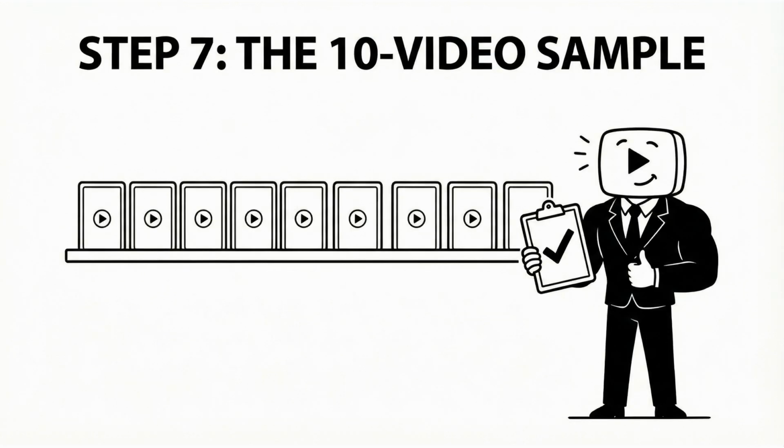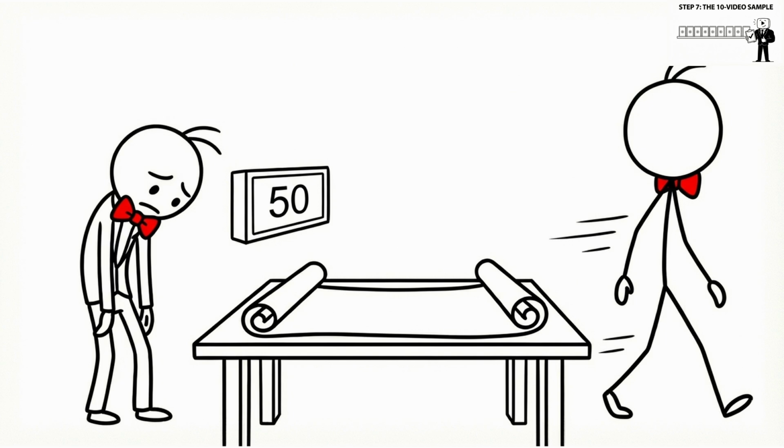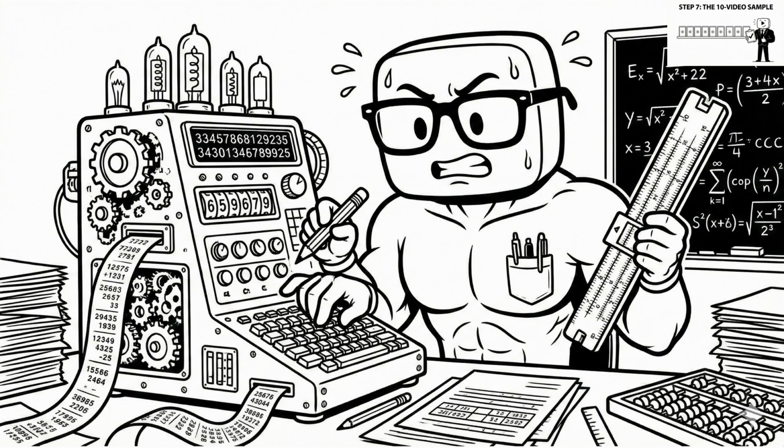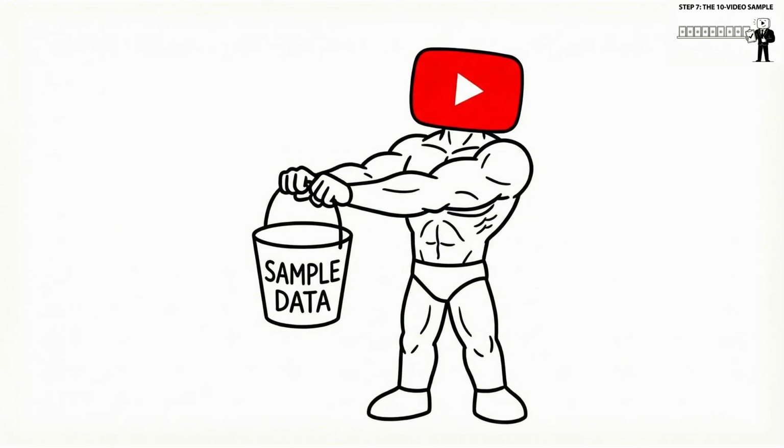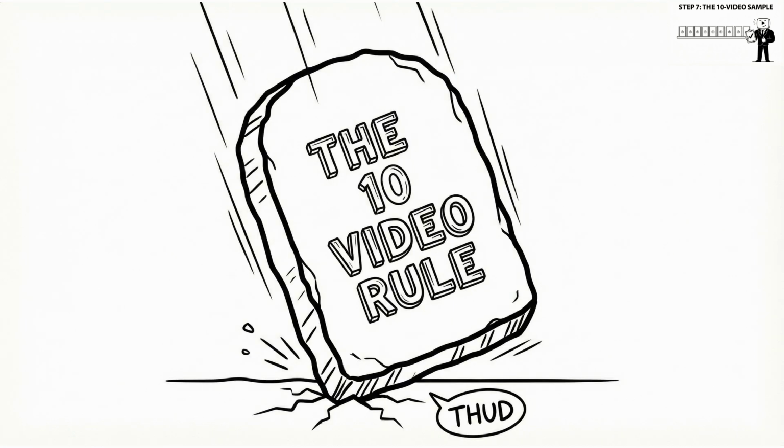Step 7, the 10 video sample. You have the strategy, now you need the volume. You cannot upload one search video and get 50 views and then give up. The algorithm is a statistical machine. It needs a sample size. It needs to see a pattern. You need to commit to the 10 video rule.